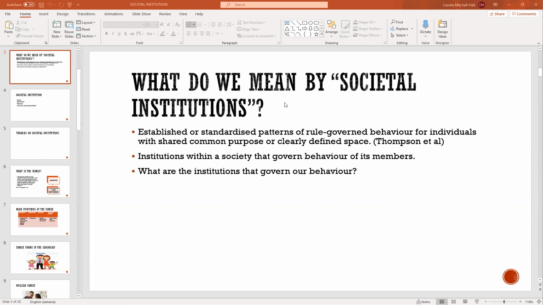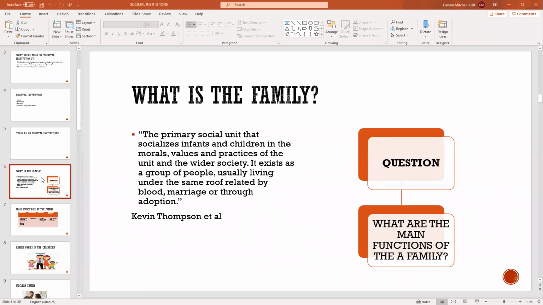All right? Now, the family. So the first one that we're going to start with is the family. And the family is basically the first place in which we are socialized, the first place that teaches us how we should behave. It's a primary social unit. It teaches us morals, it teaches us values. And usually the family are persons who are either blood related, those who are married, or some people are adopted.